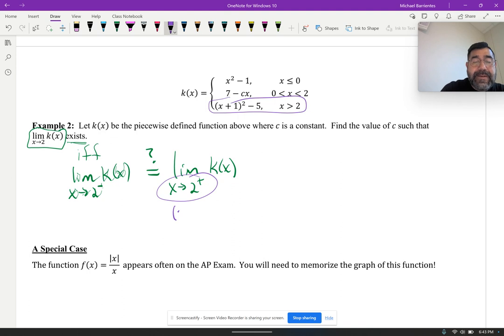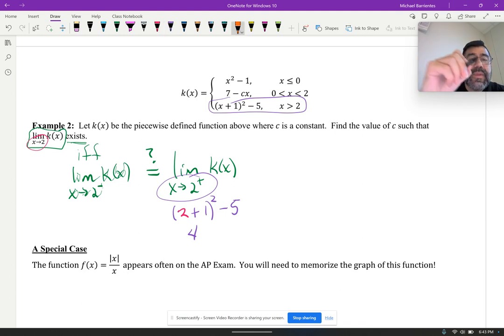I'm going to leave a blank there. What is the x value that we're approaching? Well, we're approaching 2. So I'm going to substitute a 2 in there. And then we're going to evaluate it, right? We're going to evaluate what we get when we substitute a 2 into that bottom piece. 2 plus 1 is 3. 3 squared is 9. 9 minus 5 is 4.